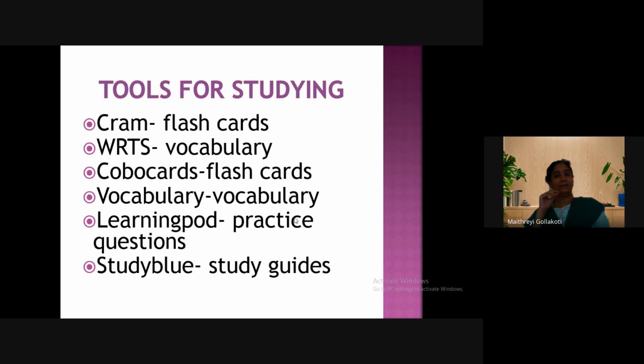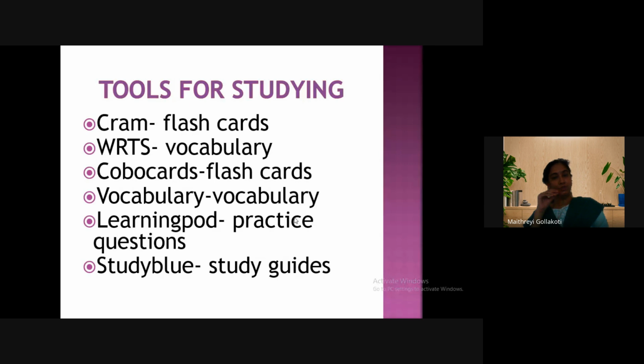Tools for studying. Now these are the tools which can be used by teachers as well as the students for self-study. Cram is a site which uses flashcards. You can make flashcards on different subjects, and WRTS can be used for developing vocabulary in students. Kobo cards can again be used for flashcards.